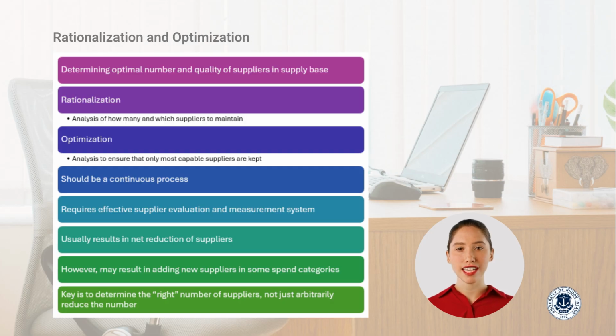Supply base rationalization determines how many and which suppliers to keep. Optimization ensures only the most capable suppliers remain. It should be continuous and depends on effective measurement systems. It usually reduces suppliers, though sometimes new suppliers must be added. The goal is the right number of suppliers, not just fewer suppliers. A rationalized supply base allows buying from world-class suppliers, using full-service suppliers, reducing supply risk, lowering administrative costs, lowering total product cost, and enabling complex supply management strategies.